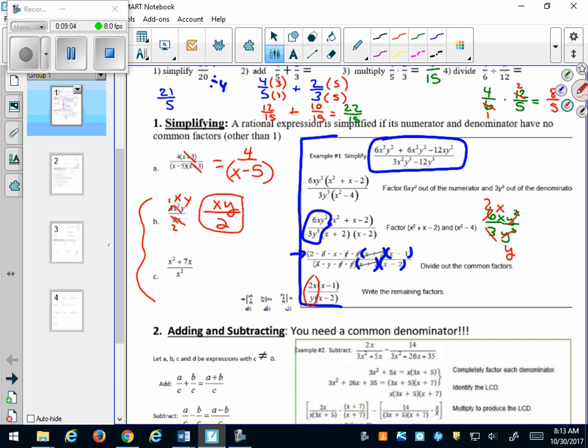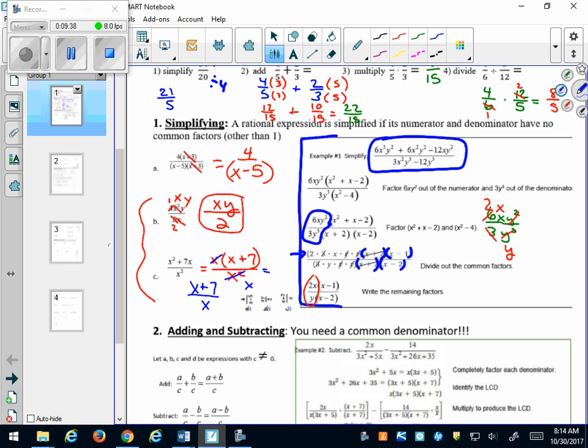For C, again, there's going to be a lot of factoring with simplifying, right? The first thing you want to do is factor the numerator. Factor out a GCF. When you factor out a GCF, you get x on the outside, and what's left is x plus 7 over x squared. So x over x squared can cancel. Again, there's 1 left over on the bottom. 1 on the top cancels. There's 1 left over on the bottom. So you should just get x plus 7 over x.